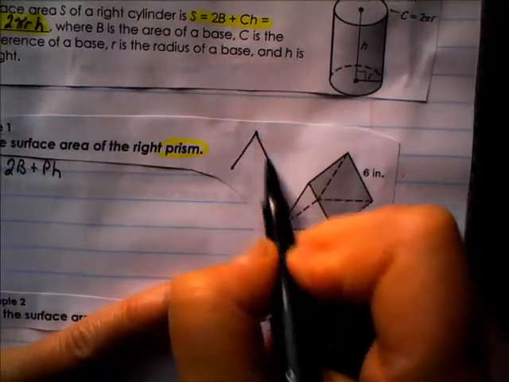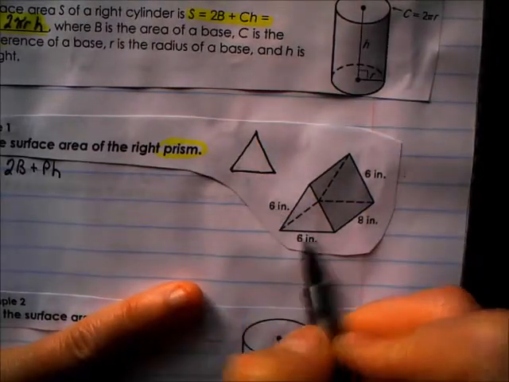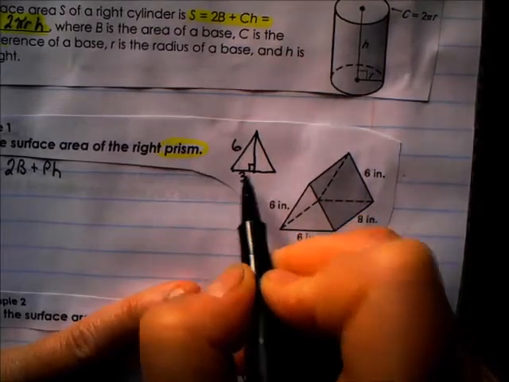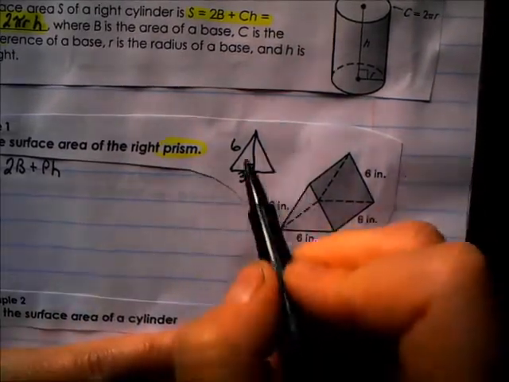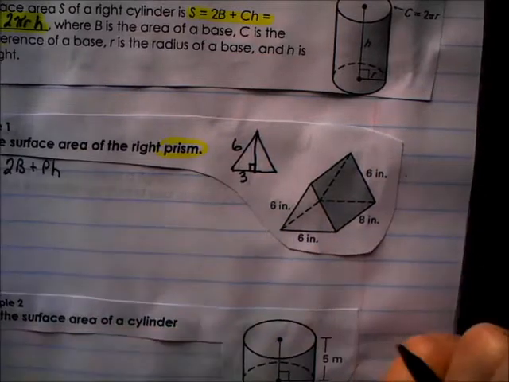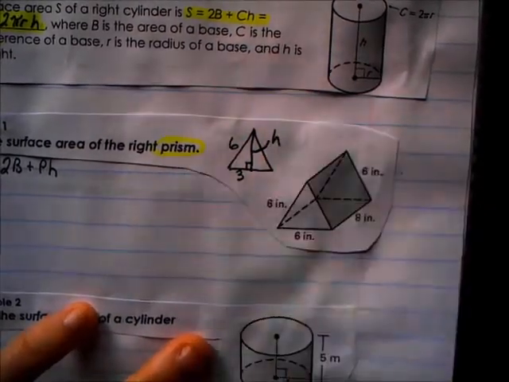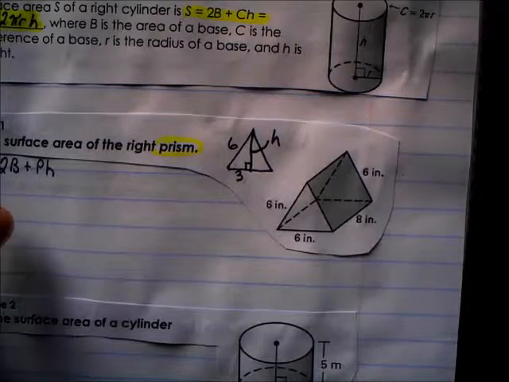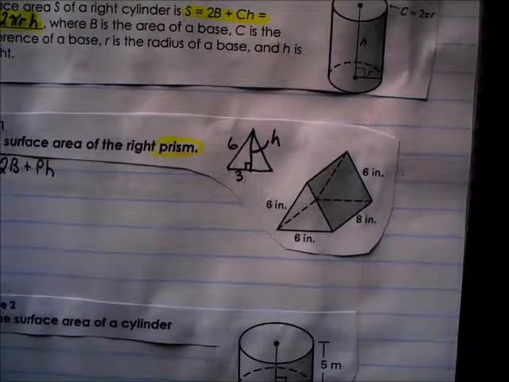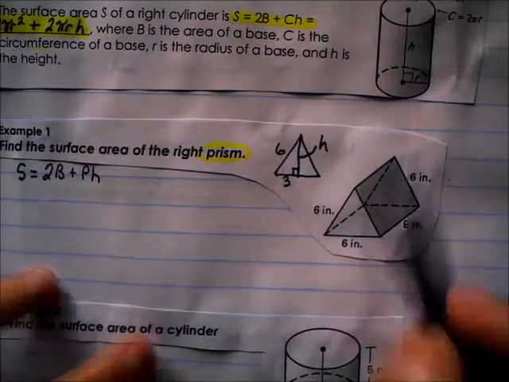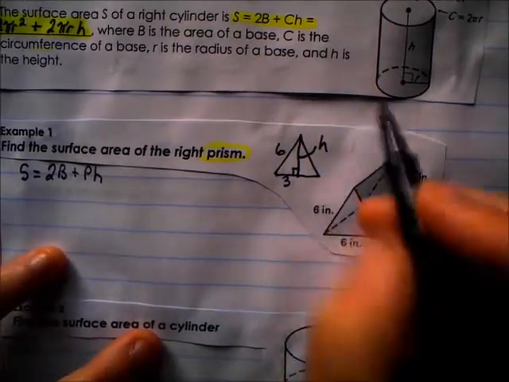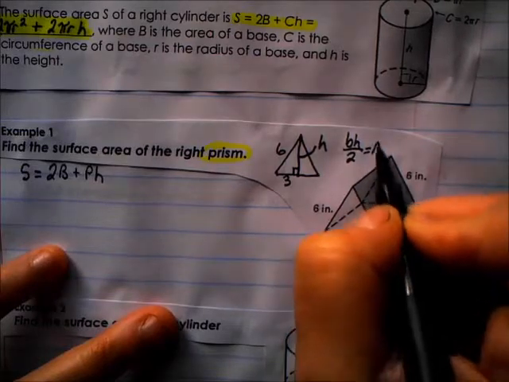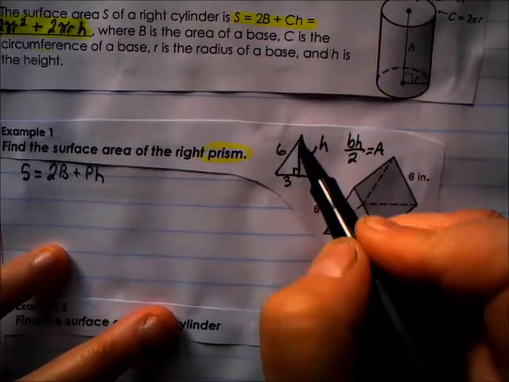So if I look at that triangle, realize it's a 6 by 6 by 6, so it's equilateral. If I drop a line straight down, it cuts the bottom in half, which gives me a 3 on one side. I need to find the height of that triangle so that I can use the formula for a triangle. The B can be versatile based on your base. So on this one, because it's a triangle, I'm dealing with bh divided by 2 for my area. This h I need to find.